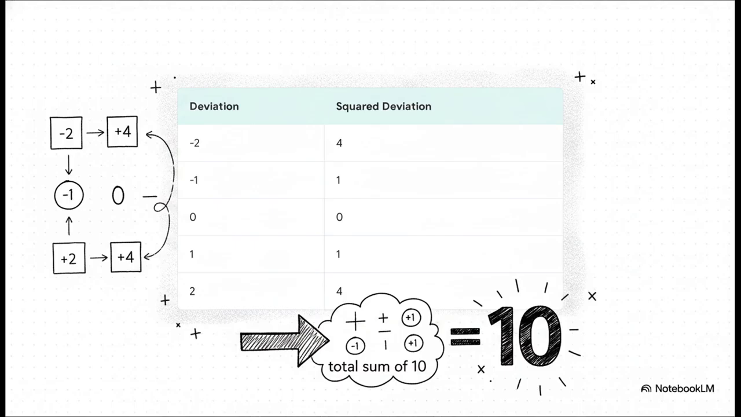To fix this mathematical illusion, we literally have to mathematically strip away those negative signs, so the distances don't just destroy each other when we try to combine them. The tool for this? Squaring. By squaring each individual deviation, a -2 multiplied by a -2 becomes a +4. A -1 becomes a +1, 0 stays 0, +1 becomes 1, and +2 becomes 4. If we add up these new squared deviations, we get a total sum of 10.